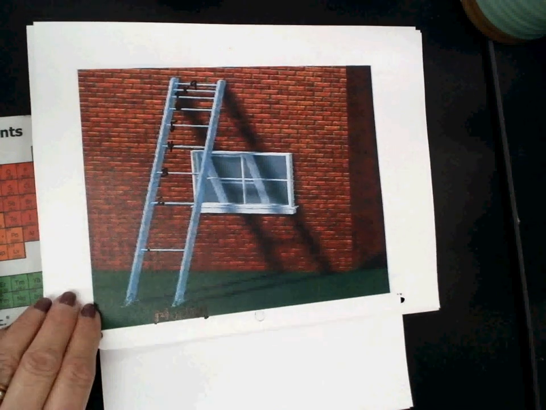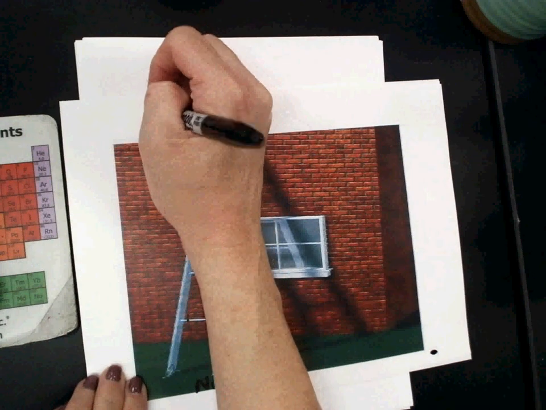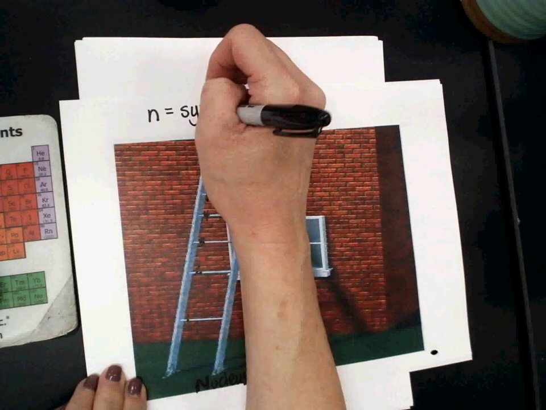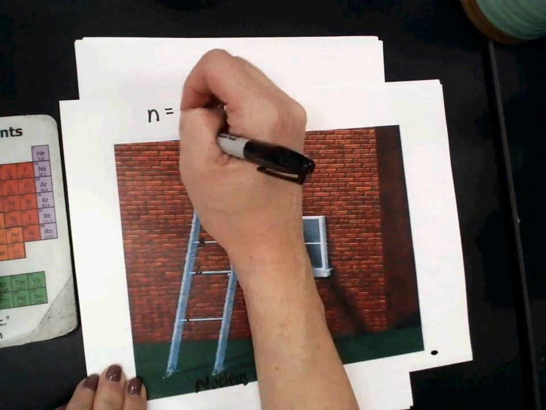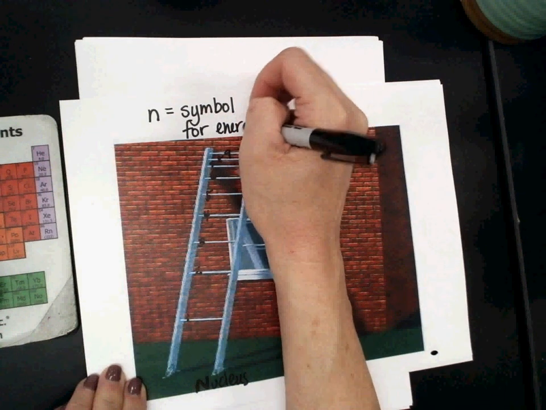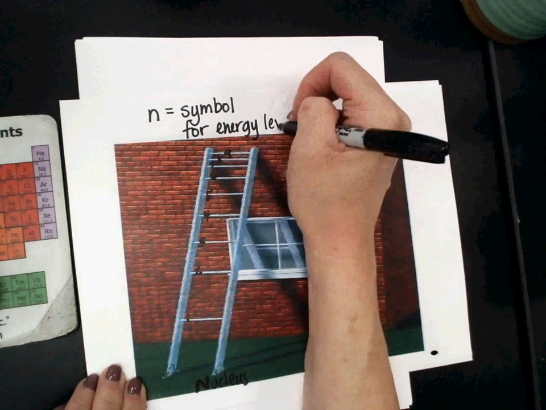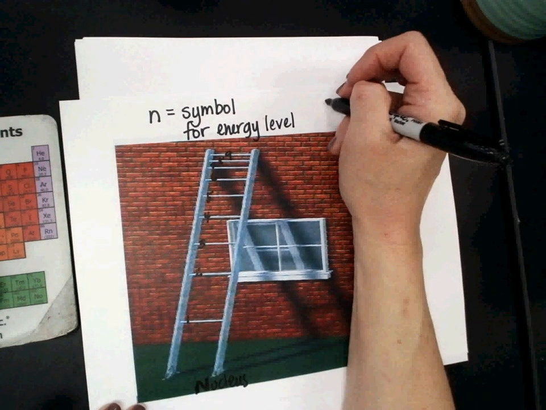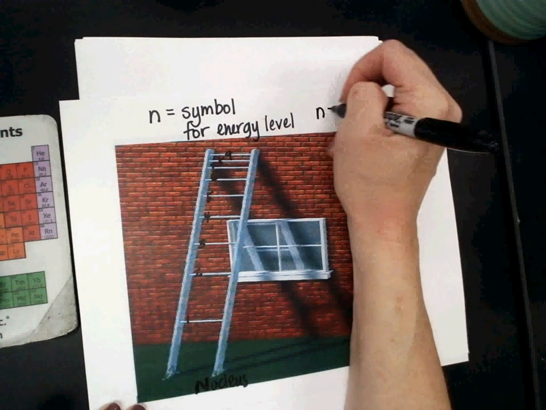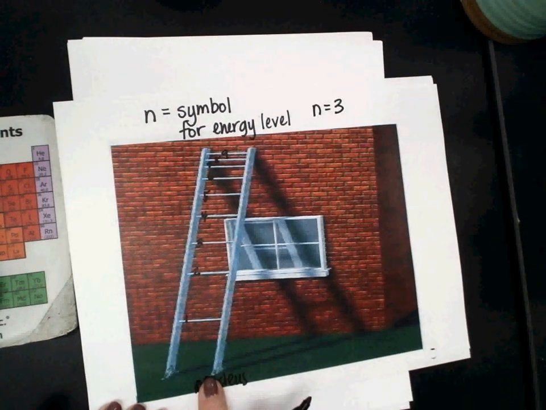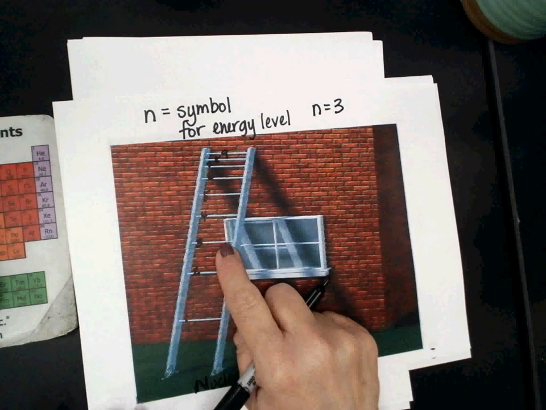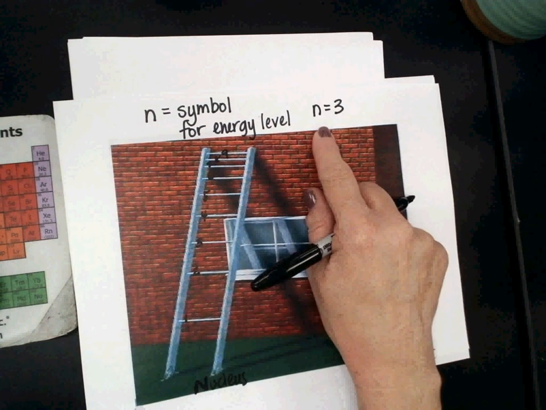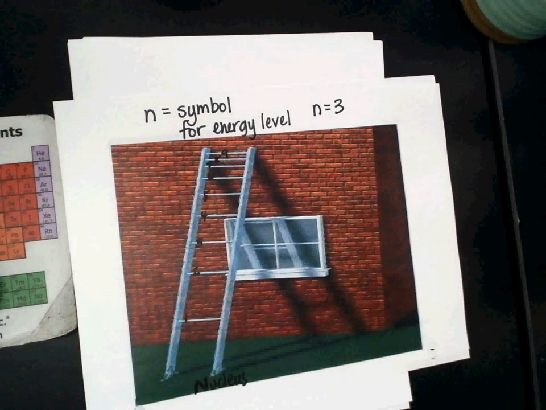I also want you to put on this paper N equals the symbol for an energy level. So if you see something like, give you an example, N equals 3, you would come down here and you would look at the third energy level. If you had a diagram, you'd look at the third energy level. If you were trying to figure something out and you have N equals 3, you're specifically talking about the third energy level.